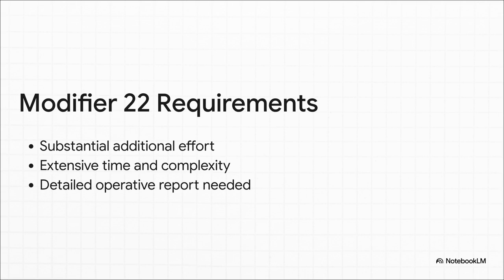Rounding out this bucket is modifier 22 for increased procedural services. You only pull this one out when a procedure requires substantial additional effort. You absolutely must have extensive documentation, like a highly detailed operative report, proving that extra time and complexity to the payers. Otherwise, they're just not going to buy it.